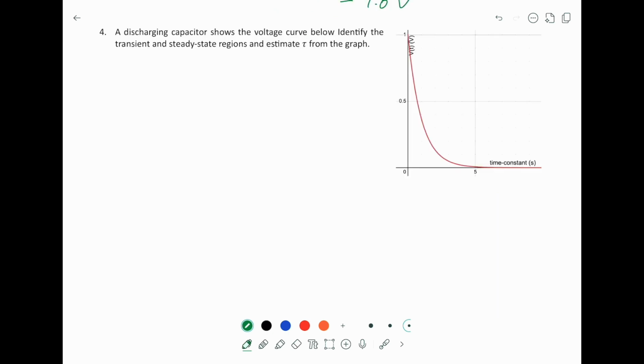This curve represents the discharge of a capacitor, and the equation that describes this discharge is V(t) = V naught e to the power of negative t over RC. The voltage V naught is the initial voltage across the capacitor. It means when you have already charged the capacitor, what is the original voltage you have. Now you connect this to a resistor and a switch.